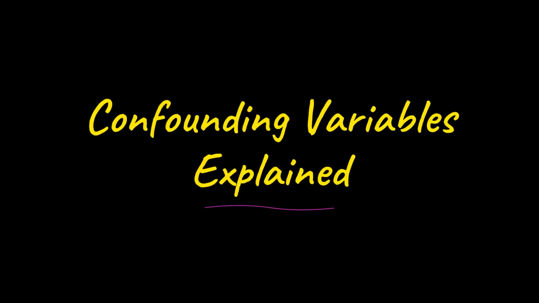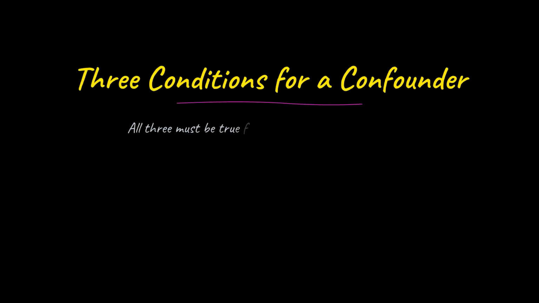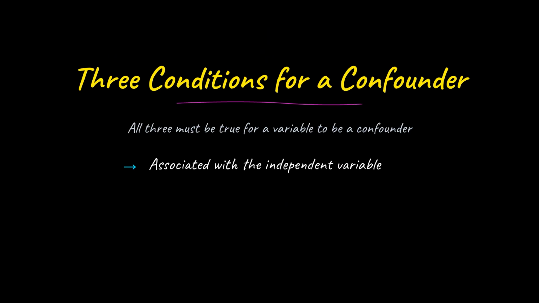A confounding variable is a third factor that simultaneously influences both the independent variable and the dependent variable, creating a distorted or entirely false appearance of a relationship between them. Understanding how confounders work is central to interpreting research correctly. A variable only qualifies as a confounder if it meets three conditions. It must be linked to the independent variable, it must independently affect the dependent variable, and critically, it must not sit on the causal pathway between them.